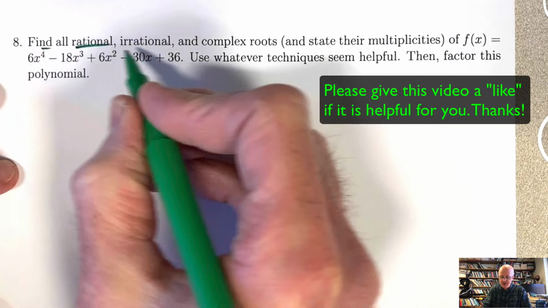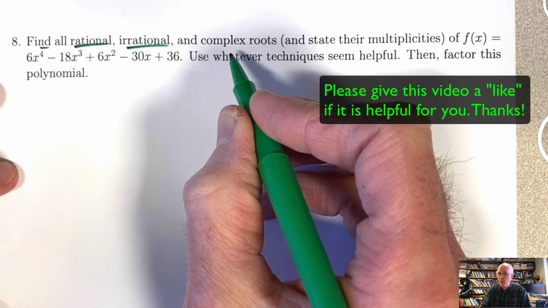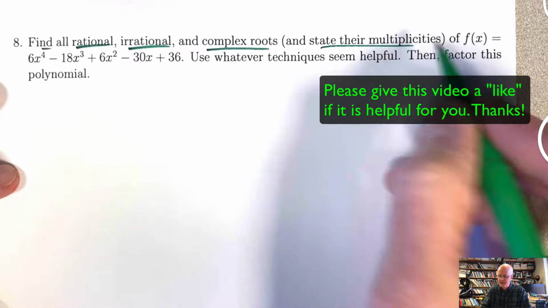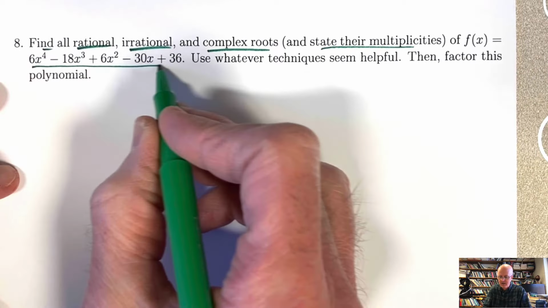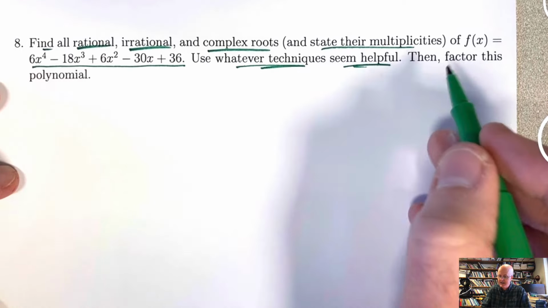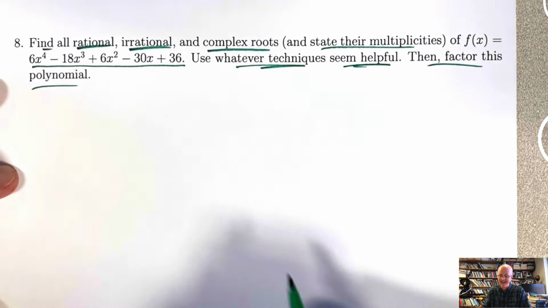Find all rational, irrational, maybe real numbers that are not rational, like square root of 2, yeah, and complex roots, and state their multiplicities for this fourth degree quartic polynomial. Use whatever techniques seem helpful, like technology. Then factor this polynomial. Yikes.